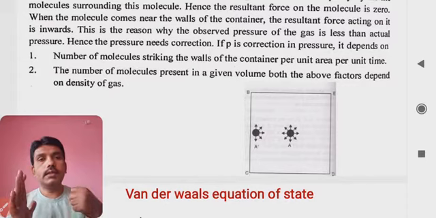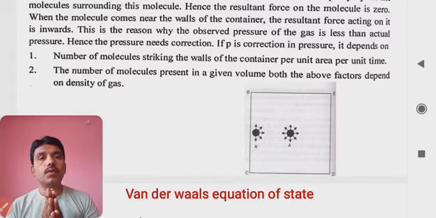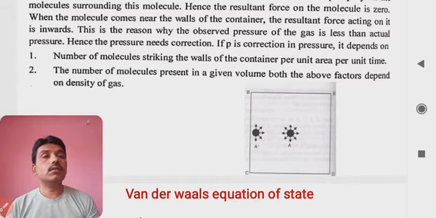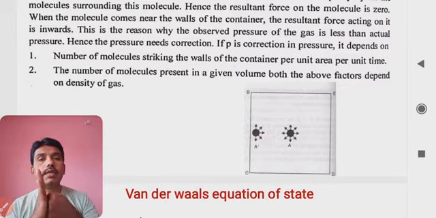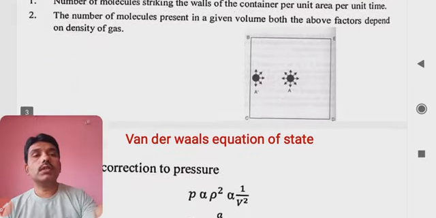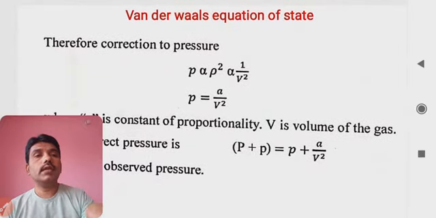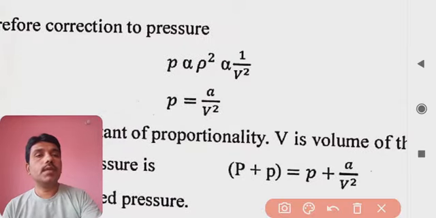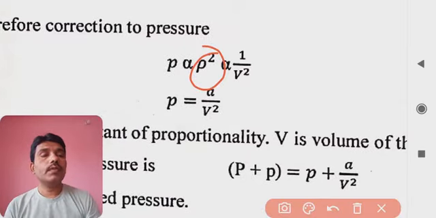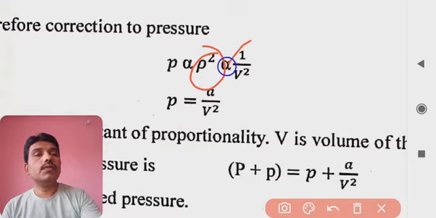Definitely, there are two things: the number of molecules striking the walls per unit area and per unit time, and the number of molecules present in that container. And that is the density. Both of these factors depend on the density of that gas, because it is striking and coming back. So this causes the correction, related to the density, and that's why the correction in the pressure will be proportional to the density part, and so p is directly proportional to rho squared, which is directly proportional to 1 by V squared.